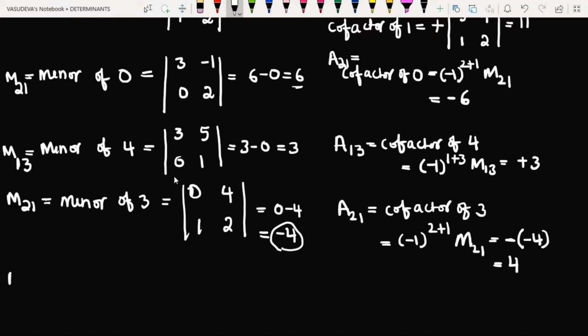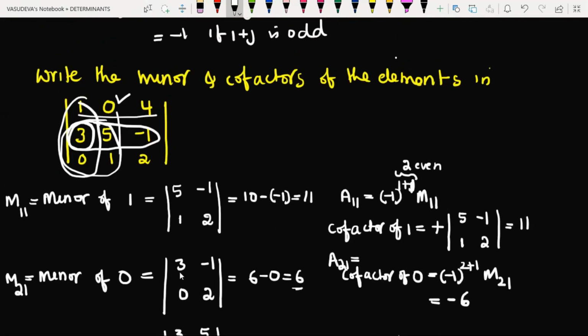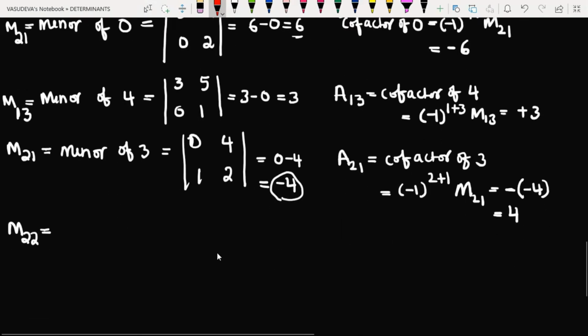And now let's take M22. So M22 is the minor of the element lying in the second row and the second column. The element lying in the second row and second column is 5. So that is the minor of 5.